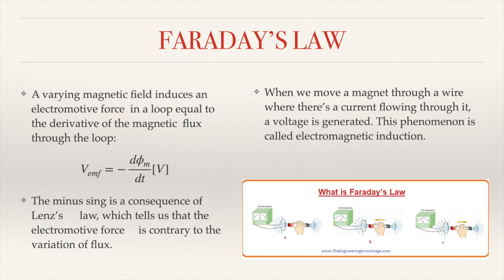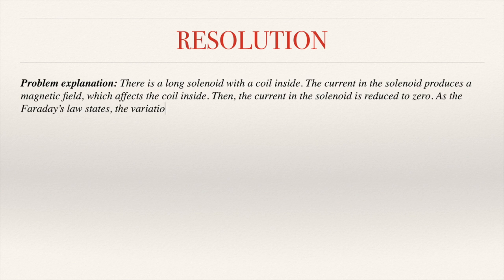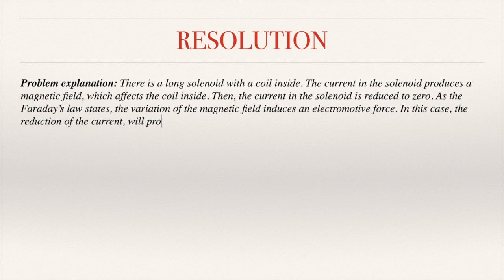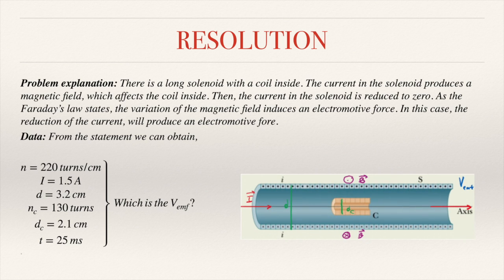Now let's start with the resolution. Here the problem tells us the following. There is a long solenoid with a coil inside. The current in the solenoid produces a magnetic field, which affects the coil inside. Then the current in the solenoid is reduced to zero.